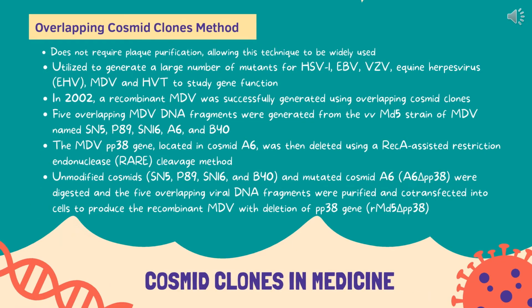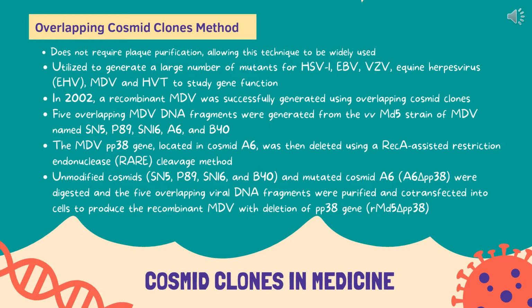Cosmids are also applied as cloning vectors in medicine. One example is the overlapping cosmid clones method. An advantage of this method is that it does not require plaque purification because all reconstituted viruses are recombinant, allowing this technique to be widely used. This method has been utilized to generate a large number of mutants, especially for equine herpesvirus (EHV), Marek's disease virus (MDV), and turkey herpesvirus (HVT) to study gene function.